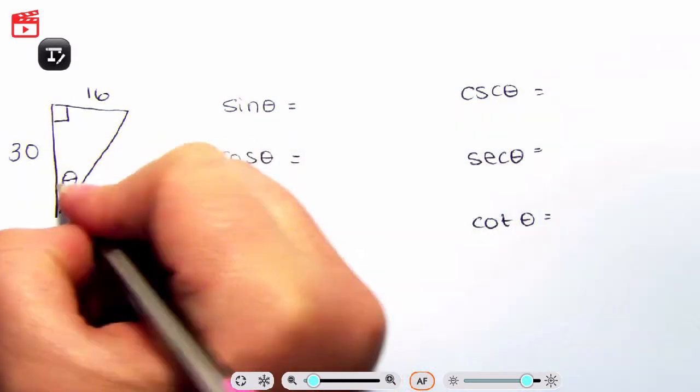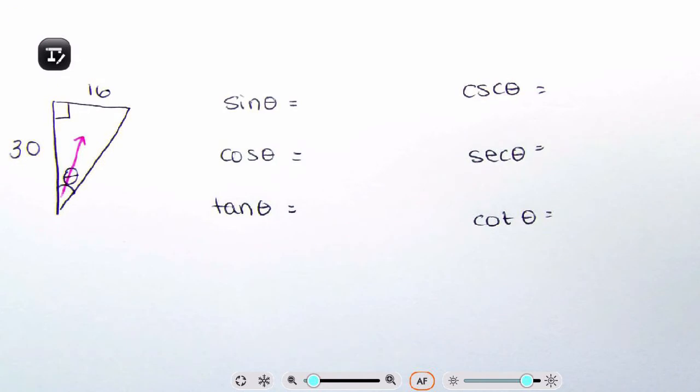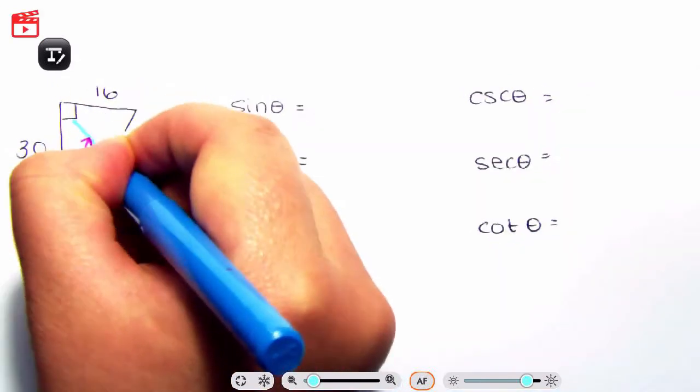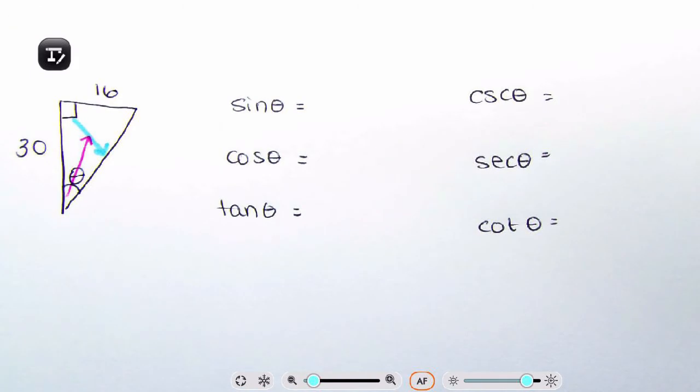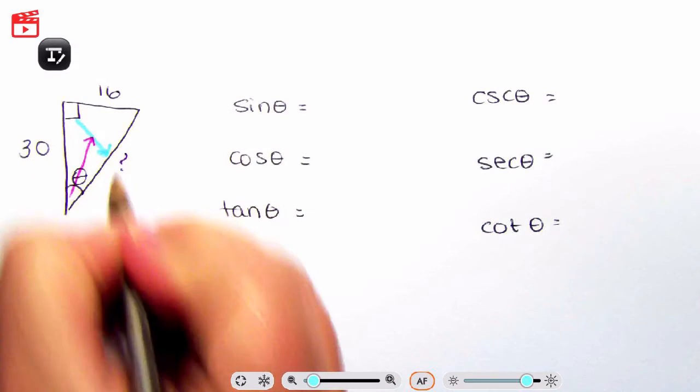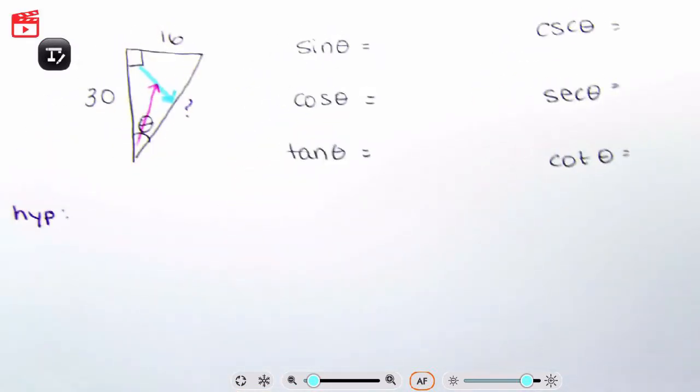Here's our eyeball. I'm looking through my eyeball. My hypotenuse is always opposite. So notice that there is a hypotenuse missing. We don't have a value. So the first thing I'm going to do is solve for the hypotenuse. This one's missing. And how do we find a hypotenuse? We're going to use the Pythagorean theorem.